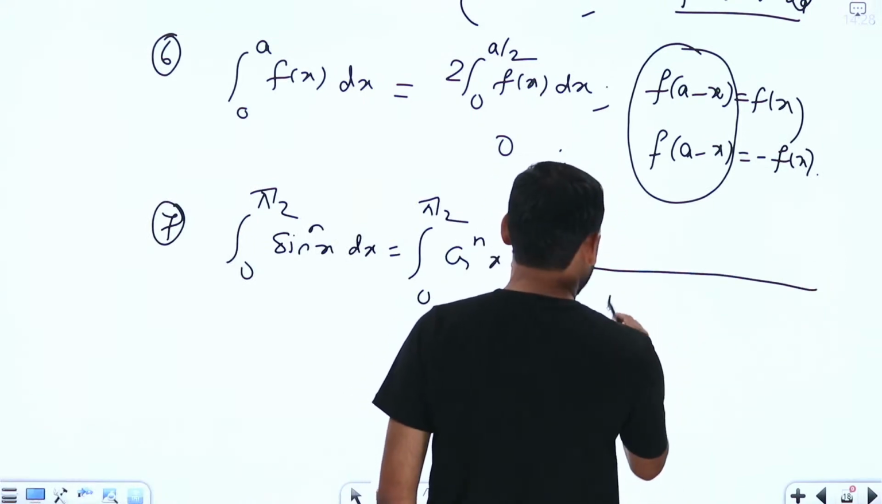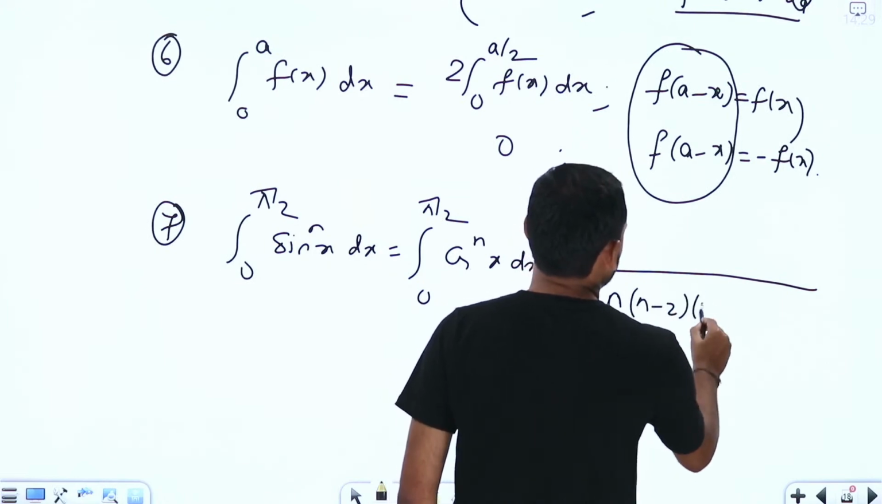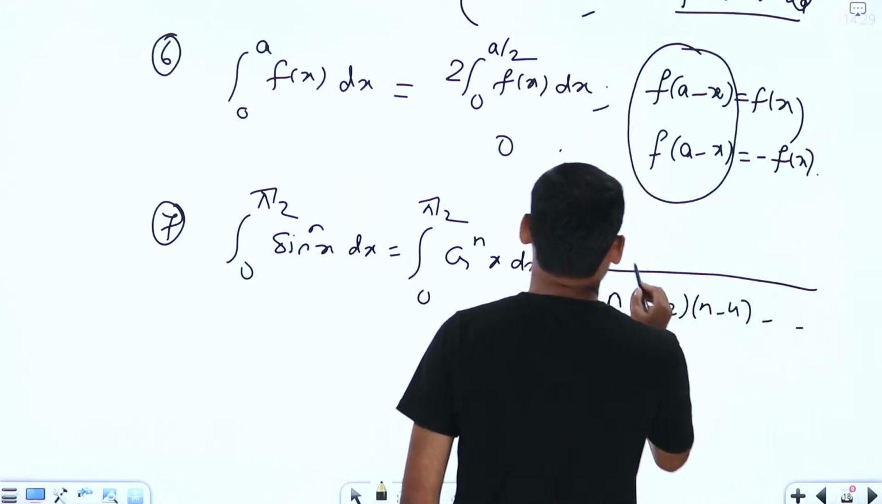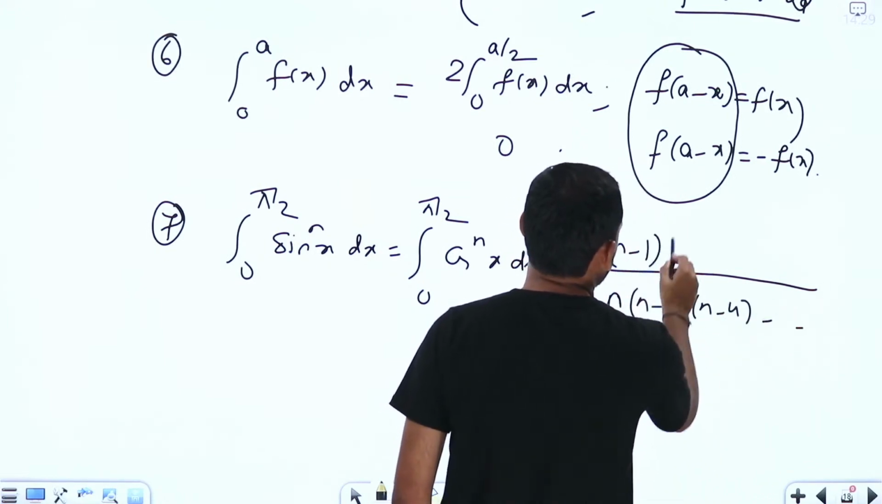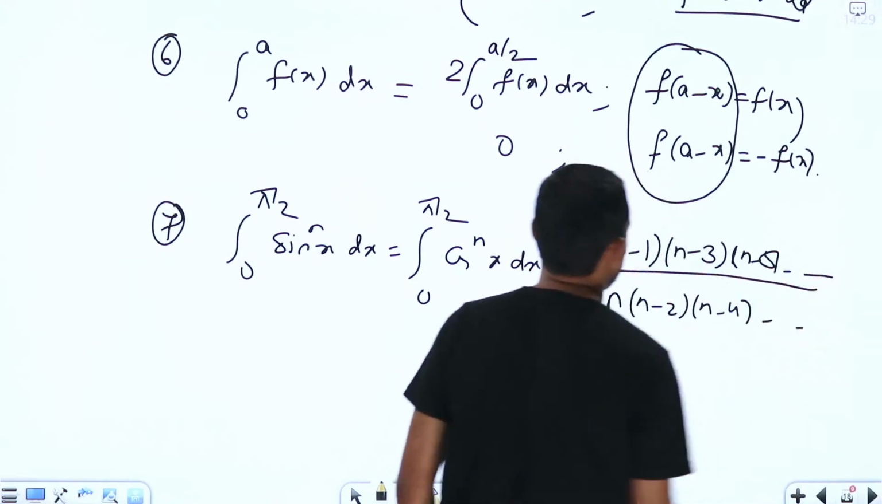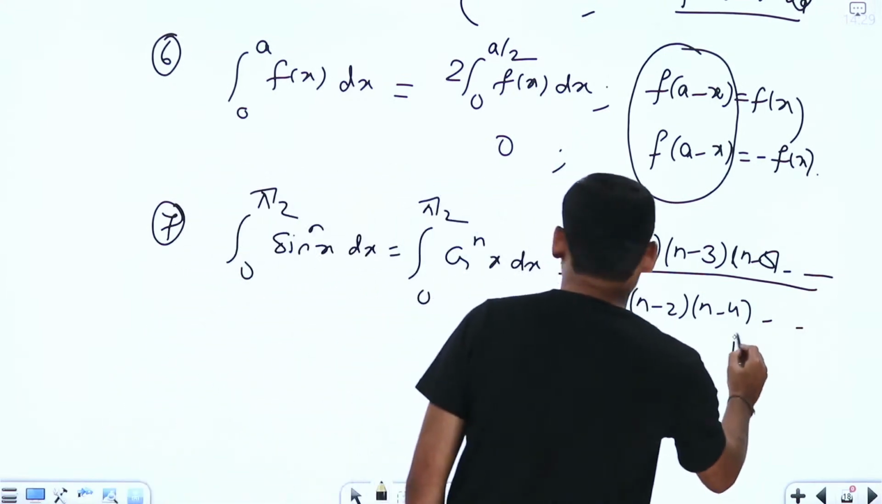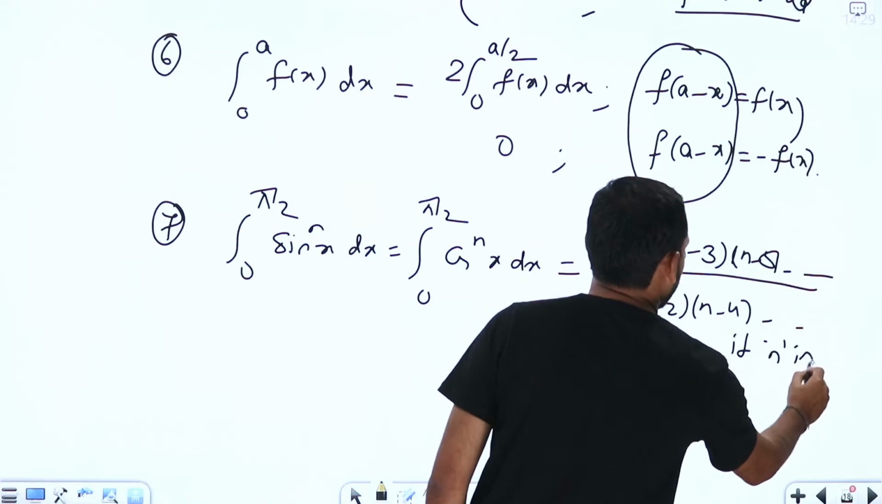We can say the denominator is n minus 2, n minus 4, dot dot dot, and similarly in the numerator we are going to get n minus 1, n minus 3, n minus 5 and so on. This is for n odd.